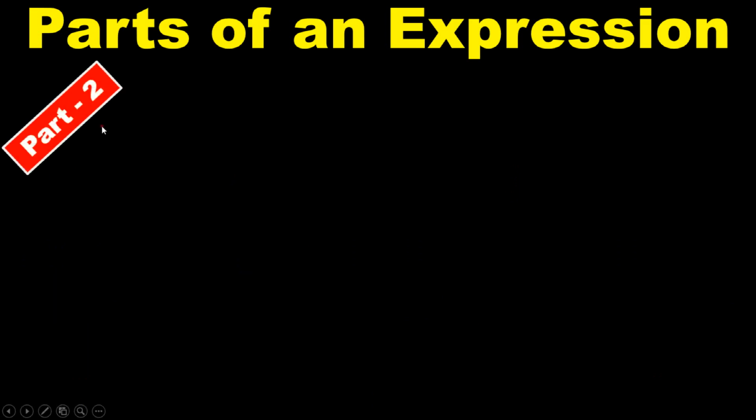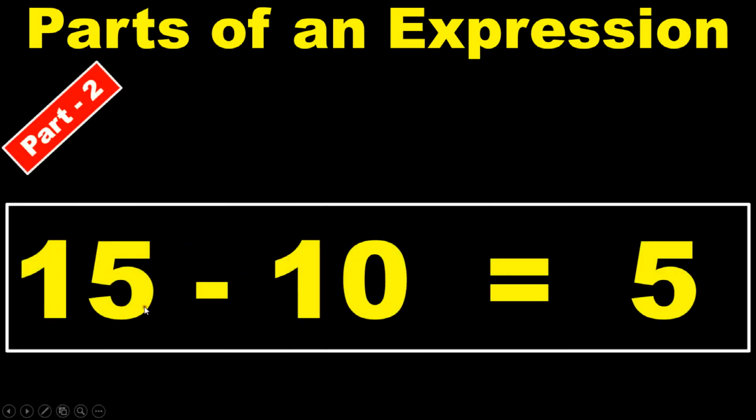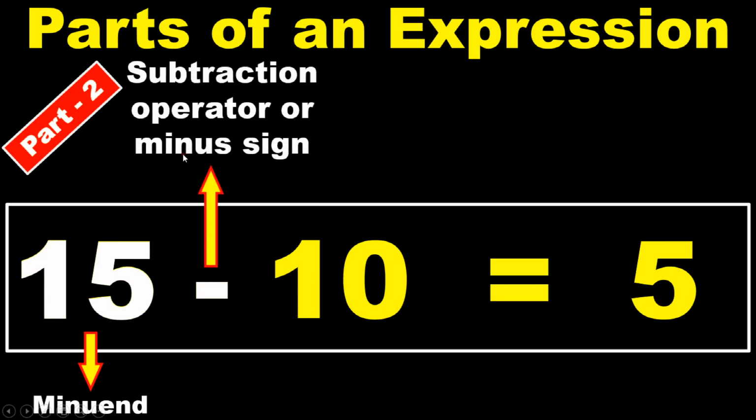Moving on to part 2, subtraction. Here we have the equation, 15 minus 10 is equal to 5. The starting number, 15, the first number, the total amount you start with before taking anything away, is called the minuend. The minus symbol, the symbol in the middle, is the subtraction operator, or the minus sign.